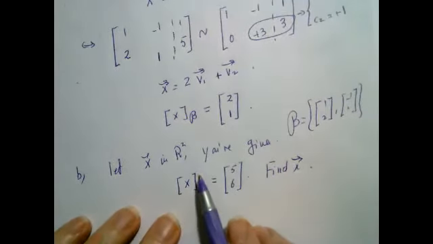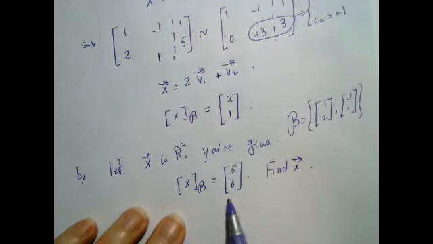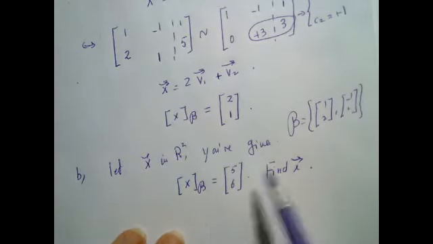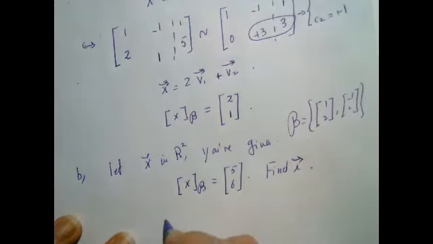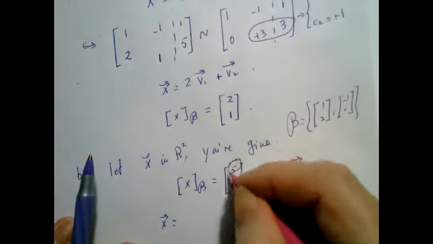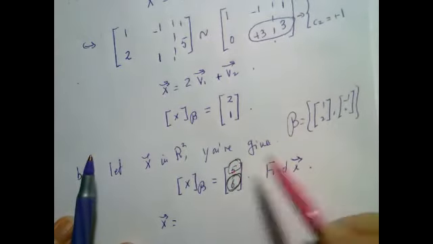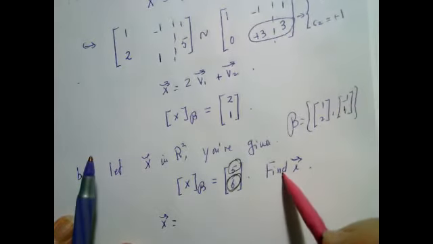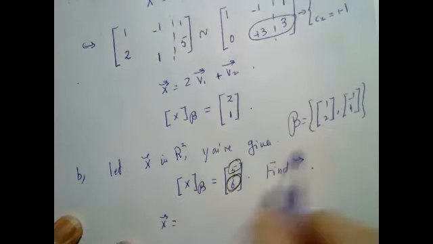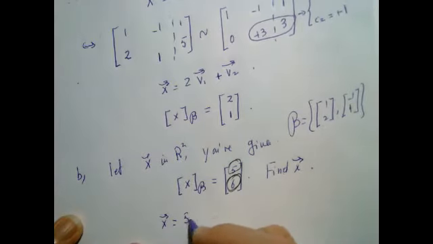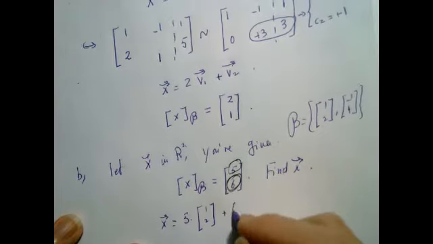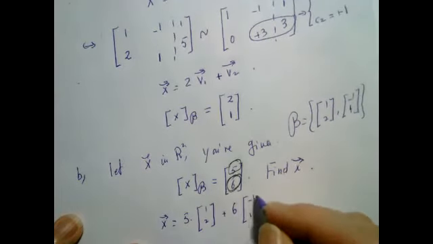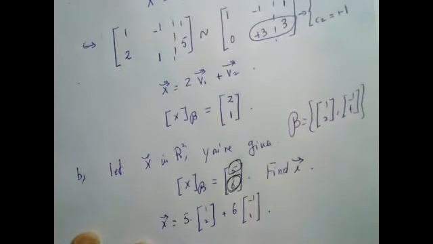And if I tell you the coordinate of x with respect to the basis is 5, 6, what is x? What does this notation mean? This notation means that the vector x is built from the weights 5 and 6 that I put on 1, 2 and minus 1, 1 to get x. So my vector x is 5 times 1, 2 plus 6 times minus 1, 1. Okay, so that's what this notation means.